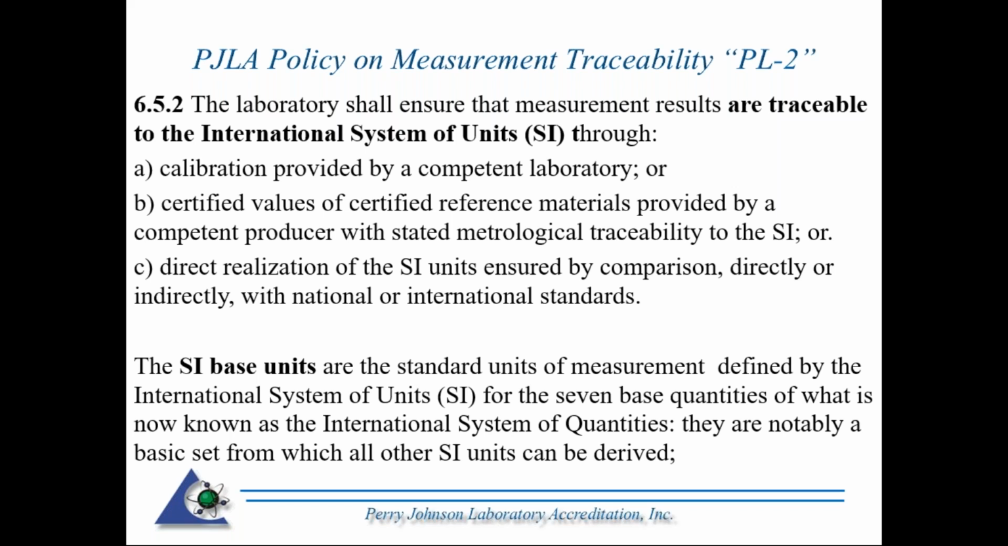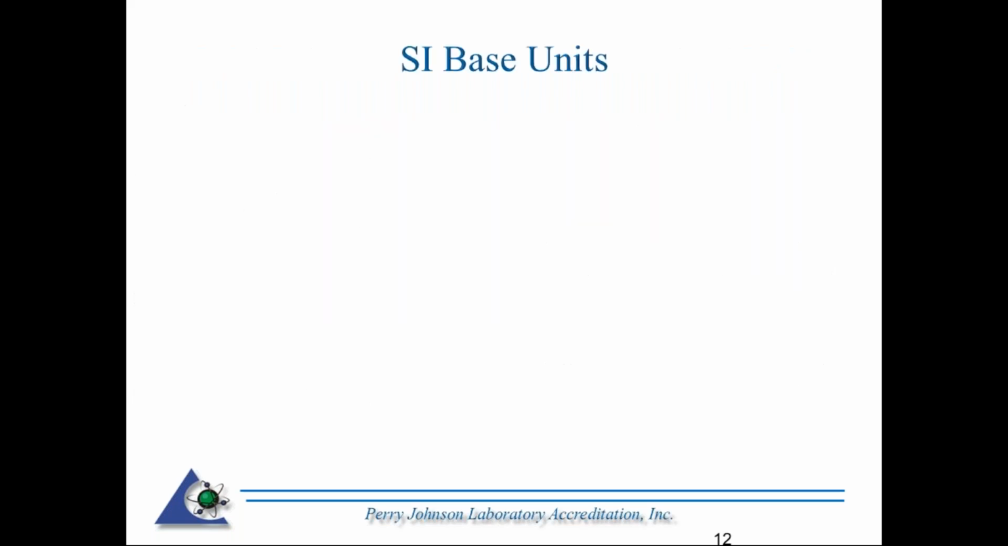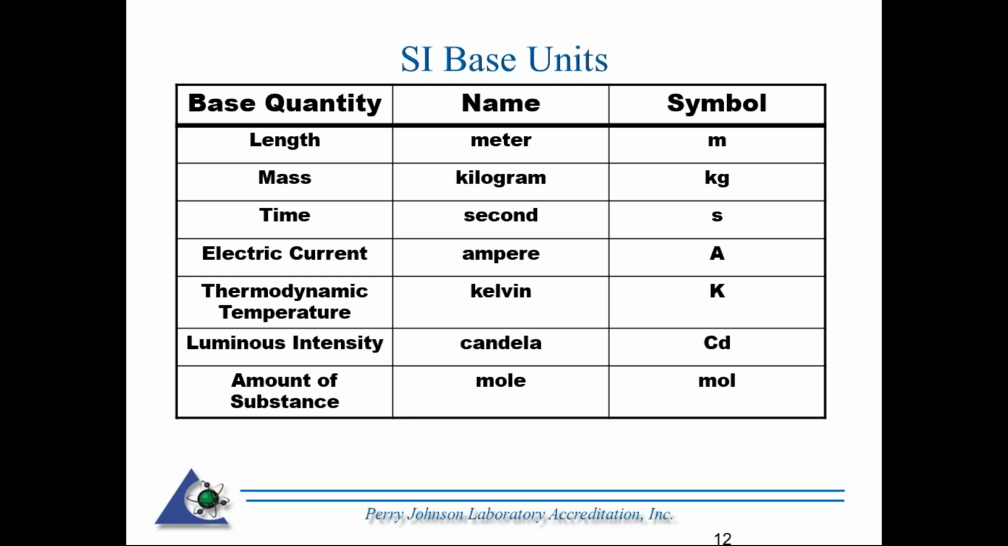So the SI, they're base units. They are the standard units of measurements defined by the International System of Units for the 7 base quantities of what is known as the International System of Quantities. They are notably a set from which all other SI units can be derived. So what are they? SI base units, currently we have length, mass, time, electrical current, thermodynamic temperature, luminous intensity, and amount of substance. You can see the base units there: meter, kilogram, second, ampere, Kelvin, candela, and mole.